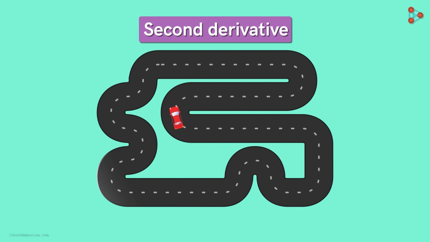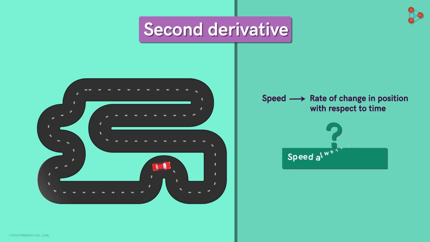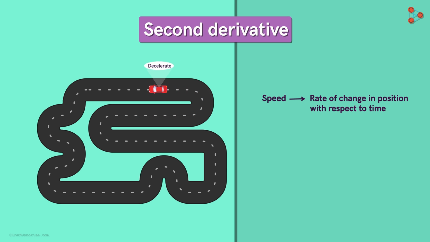We know that the speed of the object tells us how fast or slow it changes its position. That is the rate of change in position with respect to time. But is the speed of any object in motion always constant? No, right? For example, as the object starts from rest, its speed starts increasing from 0. We say that it accelerates. And when the object has to come to rest, its speed decreases, and we say that it decelerates.